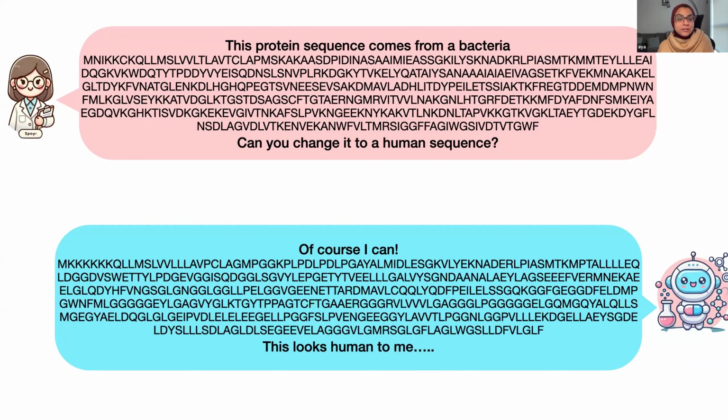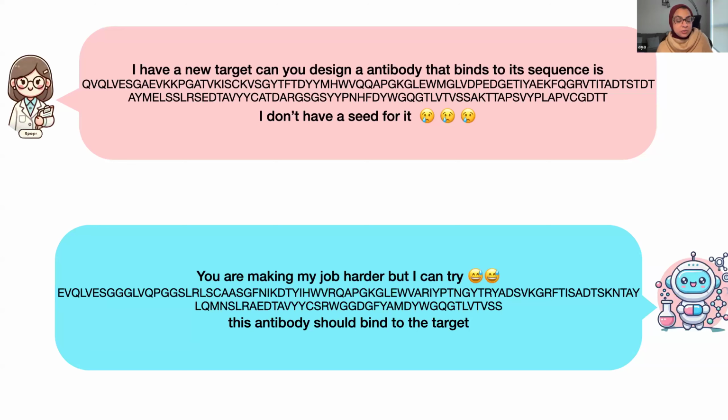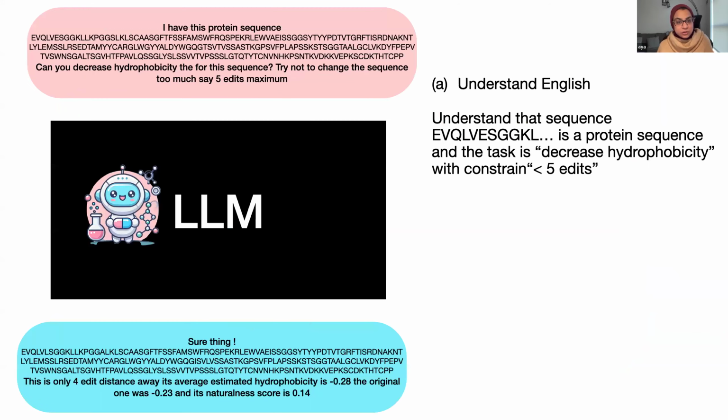Maybe you would even want something more. Maybe you have a bacterial sequence and you want to change it to a human one, and the agent would be able to do that as well. Or maybe you want an even harder task like de novo design, where you have an antibody but you don't have a seed for it, and you ask the agent to design the seed for you. So if we want to make this as quick as possible and have an answer in a few seconds, what do we need to do?